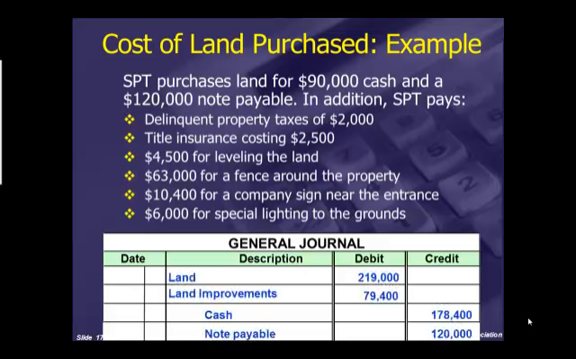So the land, $219,000, that was purchased for cash $90,000 plus $120,000 note payable. That's $210,000 plus the delinquent property taxes, title insurance, and leveling the land. That's where the $219,000 comes in. The land improvements would be the fence of $63,000, the signage of $10,400, and $6,000 for the special lighting, making a total of $79,400. Cash is being credited for what was paid in cash. The note payable is the $120,000. Everything else was paid in cash.